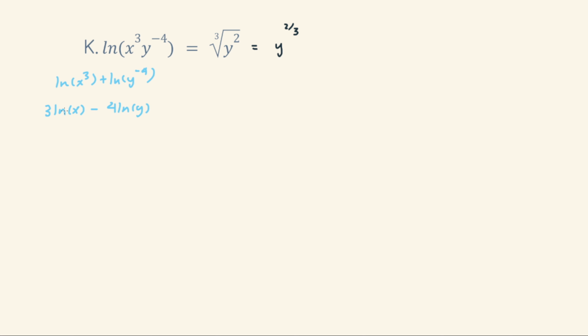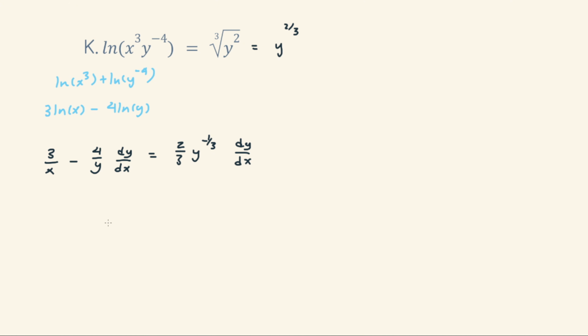And I think we'd much rather take the derivative of this than this kind of chain rule, product rule kind of thing here, right? So yeah, let's do this. So this is just 3 times 1 over x, that's just 3 over x, minus 4 over y times the derivative of y is dy over dx. Okay, and that's going to be equal to, the derivative of this guy is just 2 over 3 y to the minus 1 over 3 times dy over dx.